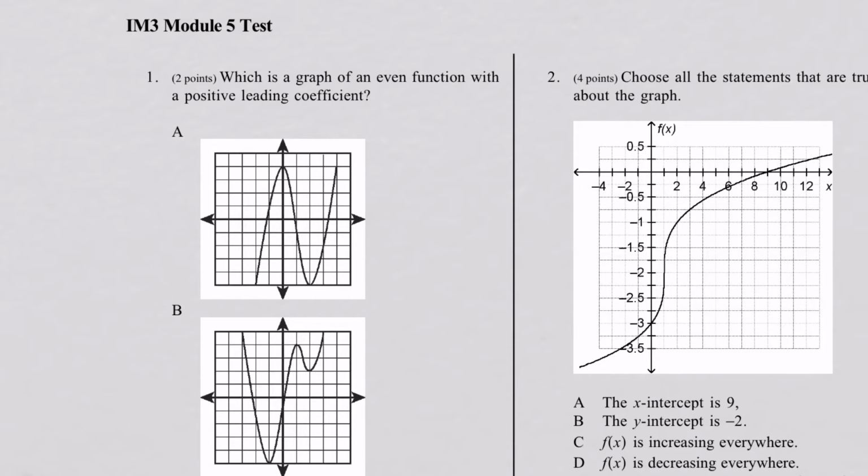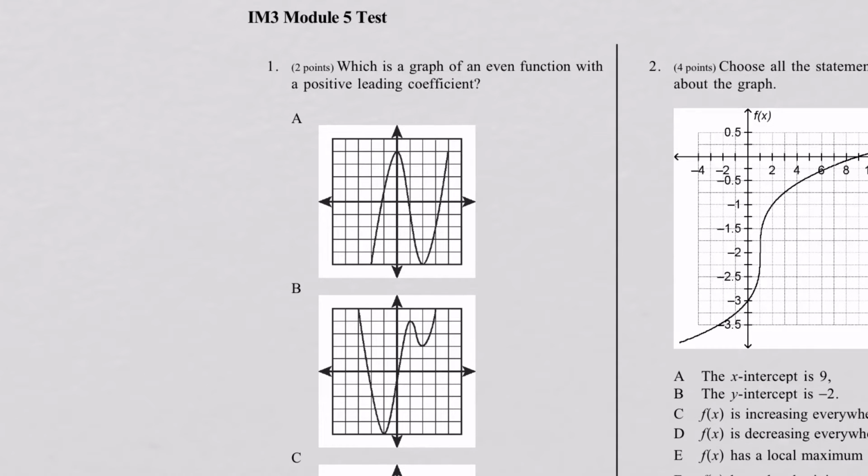Let's start with number 1. Number 1 says, which is a graph of an even function with a positive leading coefficient. Now, when it says even function, it really should say a function of an even degree, not even function. But we're going to go with a function of even degree in order to figure it out.